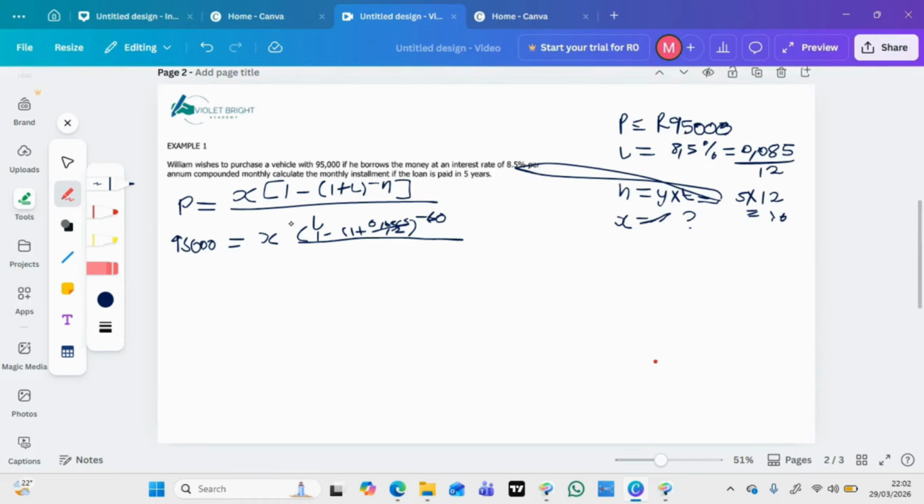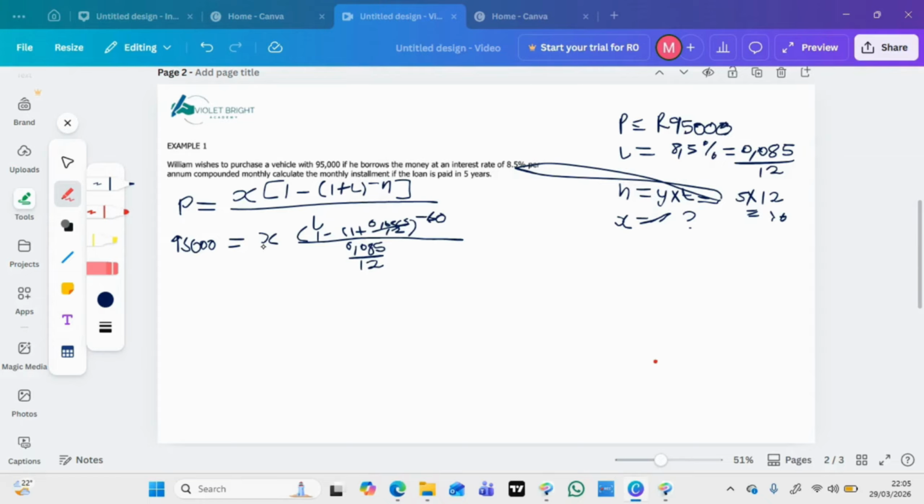And then this is divided by the interest rate. So the interest rate is 1 plus, sorry, it's 0.085 over 12. So now, here's the trick. Just remember, this is the numerator part. Since we are looking for x, which is at the numerator part, we can just put everything like this inside brackets.